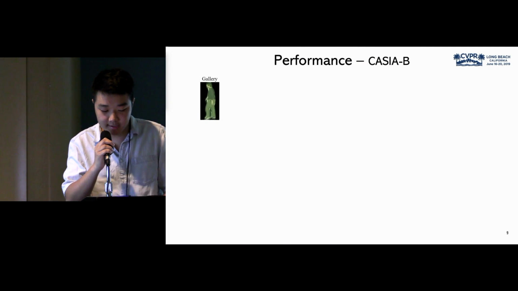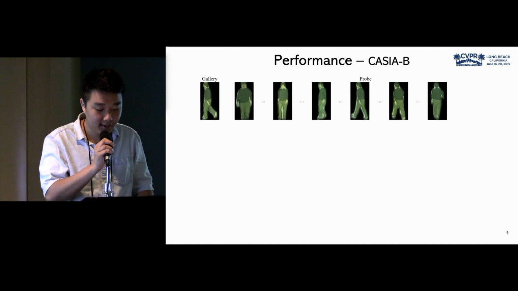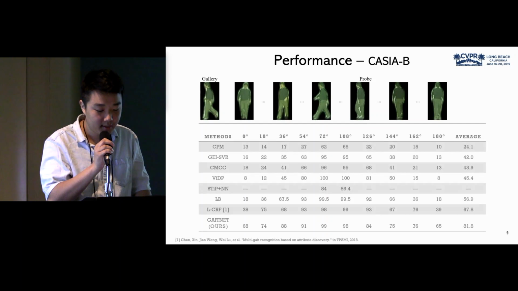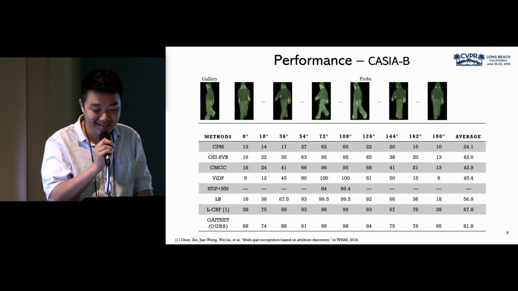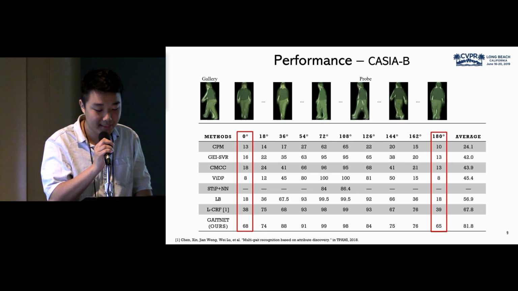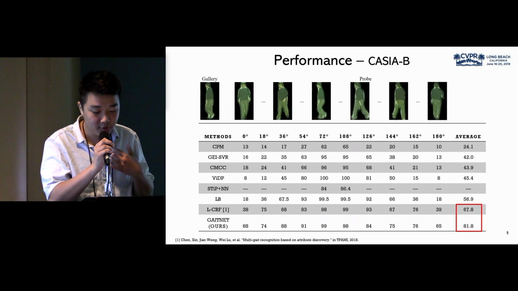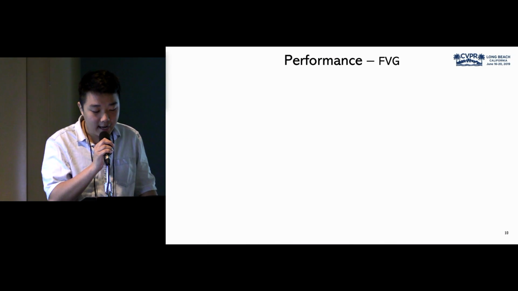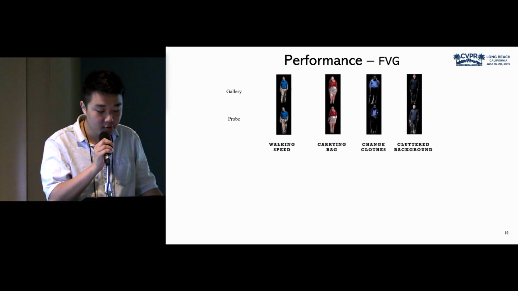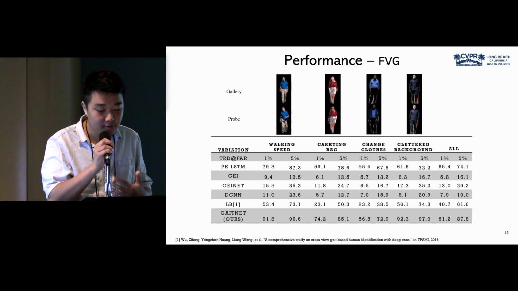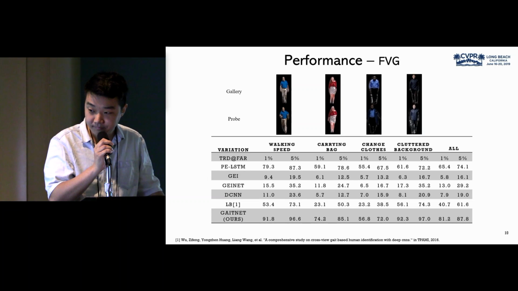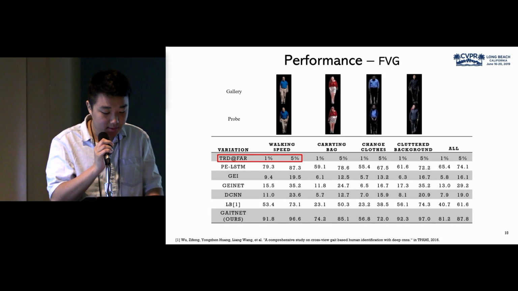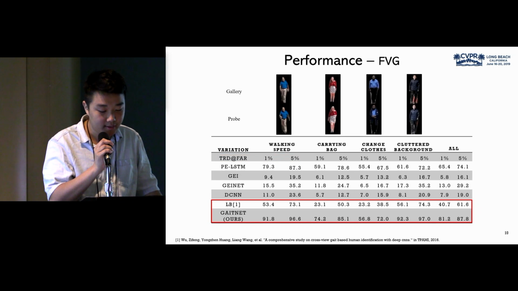Here, we use 90 degrees as gallery and the other 10 views as probe on CASIA-B. We compare rank 1 scores with recent state-of-the-art appearance and model-based methods. So GaitNet has a large improvement on the 2 challenging view angles. It also outperformed the best prior work. Here on the FVG database, we use a normal frontal video as gallery and all the others as probes. Note that we evaluate the true accept rate here. And the improvement over the state-of-the-art is very substantial.